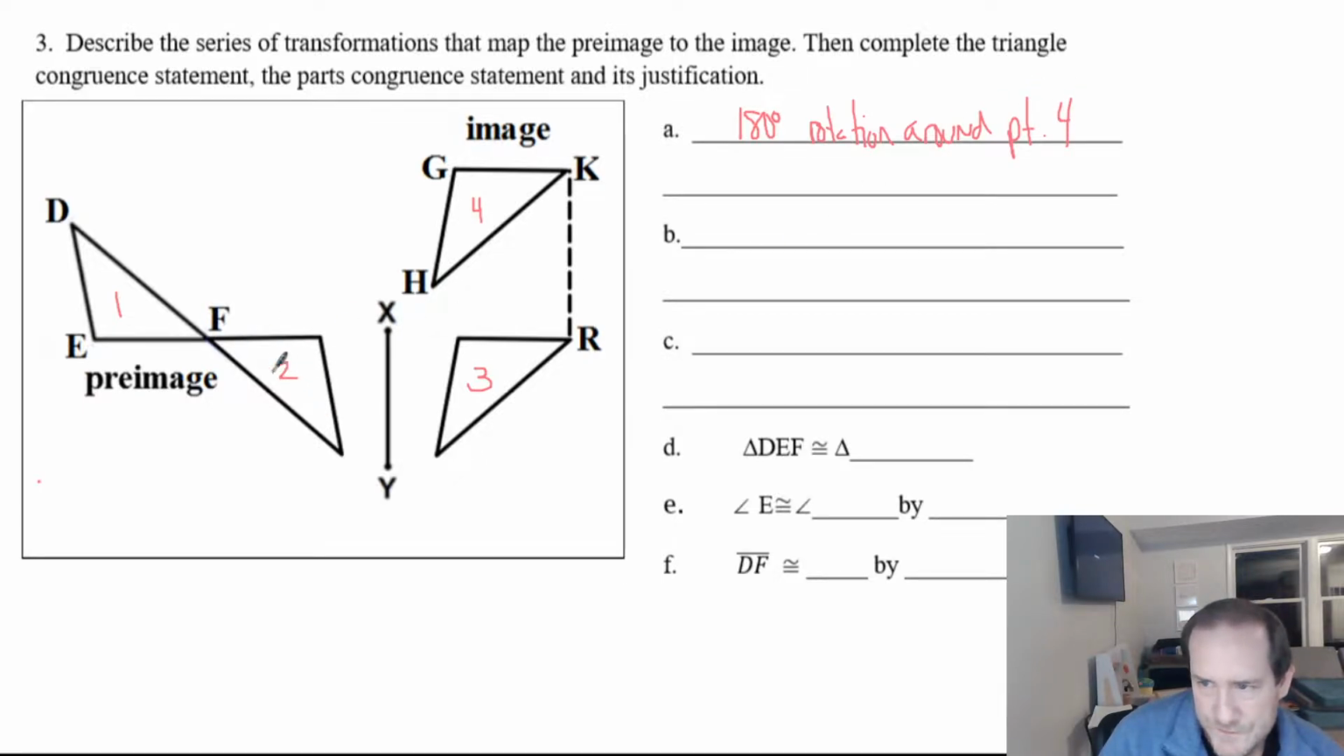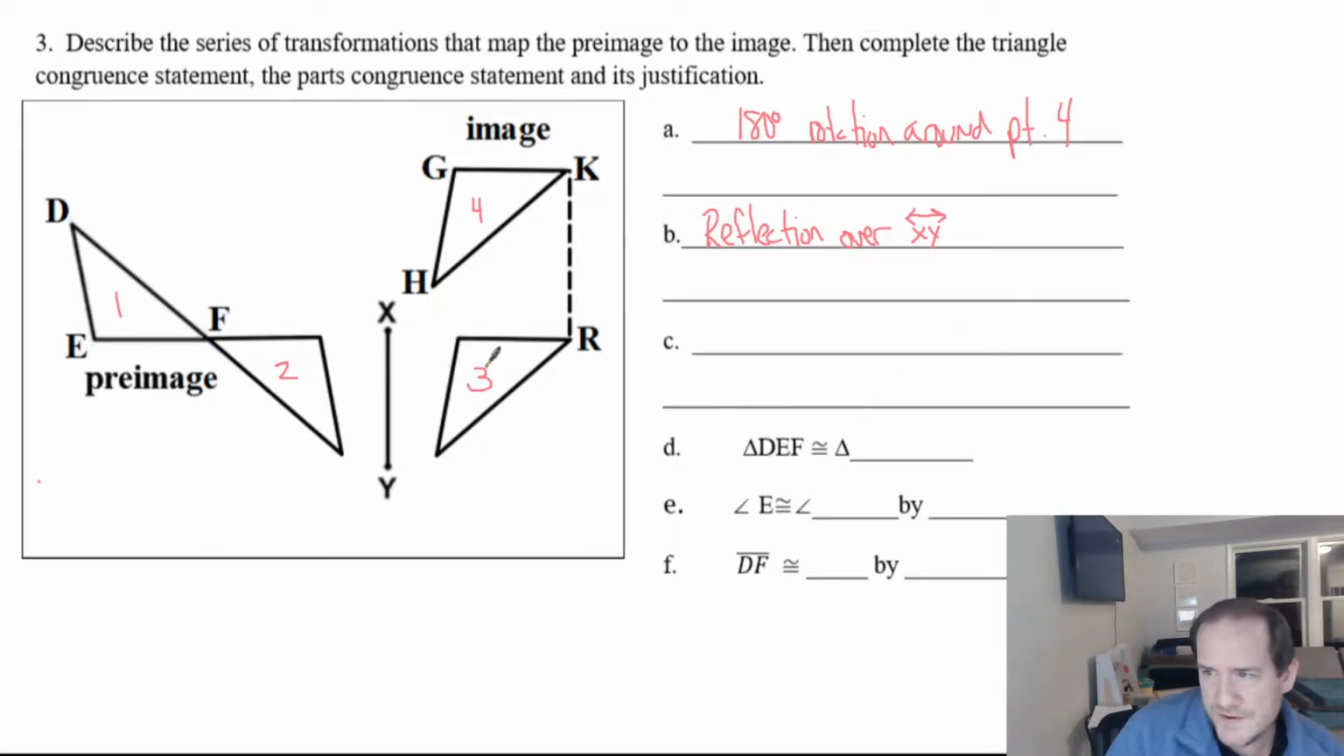The next one that will map triangle 2 onto triangle 3 is a reflection over line XY. And I guess you could write line XY, but I don't know why I'm doing that. You just say XY and you put the correct hat on top of it. So you say XY, put a hat on it.